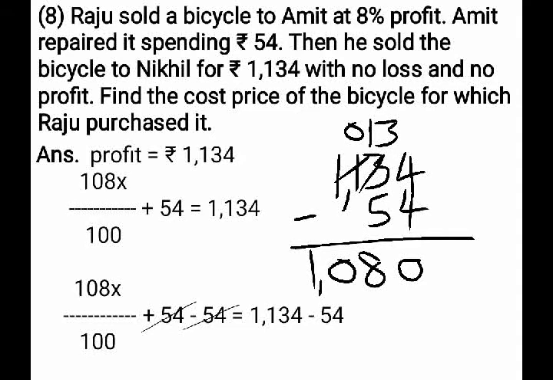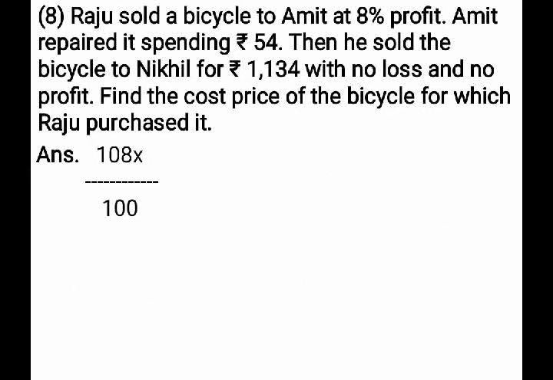4 minus 4 is 0. 3 minus 5 is not going, so you have to take 13. And here you have to take 1 less. 13 minus 5, 8. 0 you have to write here as it is. Then here this 1 you have to write as it is, because 1 minus 0 is 1. That is 108x upon 100 is equal to 1080.